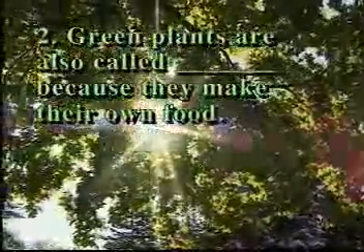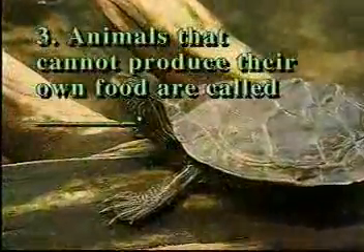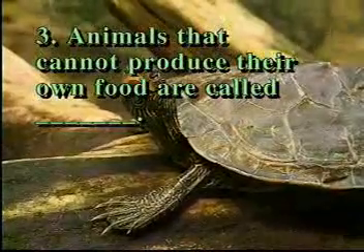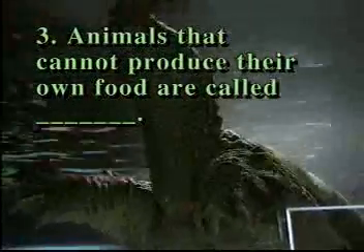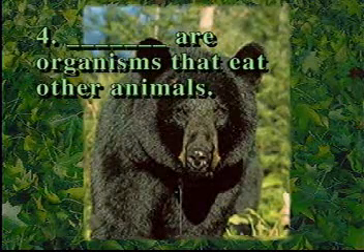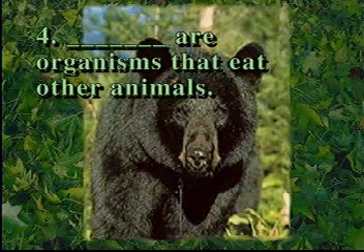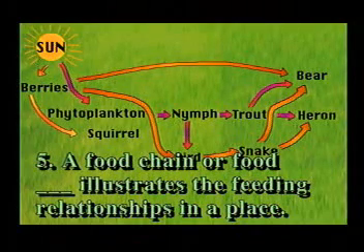Number 2. Green plants are also called because they make their own food. Number 3. Animals that cannot produce their own food are called Number 4. Are organisms that eat other animals. Number 5. A food chain or food illustrates the feeding relationships in a place.